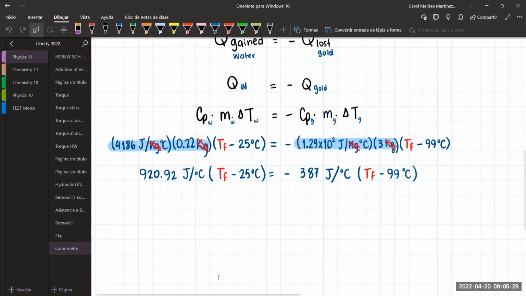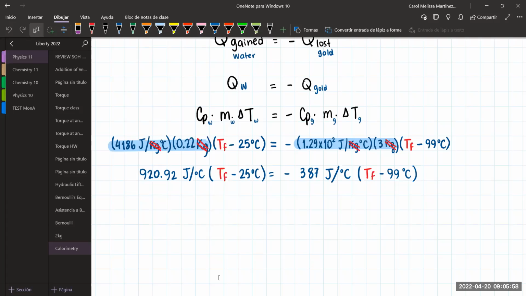So what happens here? We need to apply the distributive property. As a reminder, what is the distributive property? For example, you have 2 multiplying x plus 3. The distributive property is you're going to multiply by everything that you have internally. So it's going to give you 2x plus 6. Same idea, you're going to apply here.